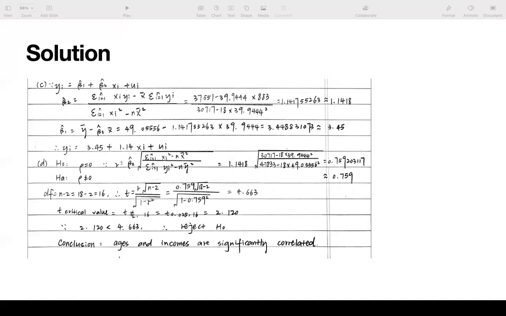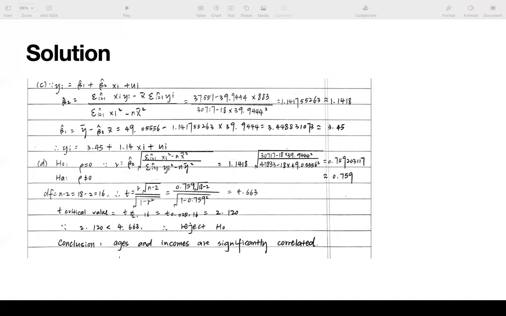For part C, we are asked to find a regression model when income is regressed on age. We plug values into the formulas for the estimates of the beta hats, and we have beta 2 hat equal to 1.1418, and beta 1 hat equal to 3.45. So we have y equals 3.45 plus 1.14 times xi plus ui.